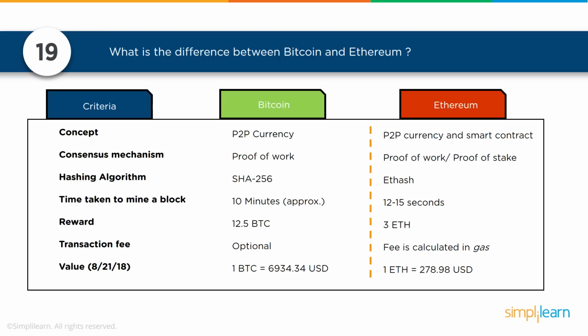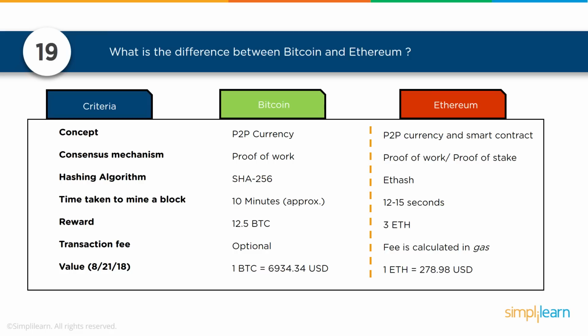Bitcoin is primarily working on the proof of work consensus mechanism. Ethereum is shifting from proof of work to proof of stake. Bitcoin uses the SHA-256 hashing algorithm, whereas Ethereum uses Ethash. Time taken to mine a block currently on Bitcoin is approximately 10 minutes, whereas in Ethereum it gets processed in 12 to 15 seconds. The reward for mining on Bitcoin as of today is 12.5 Bitcoin, whereas in Ethereum it is 3 Ethers plus the transaction fees.